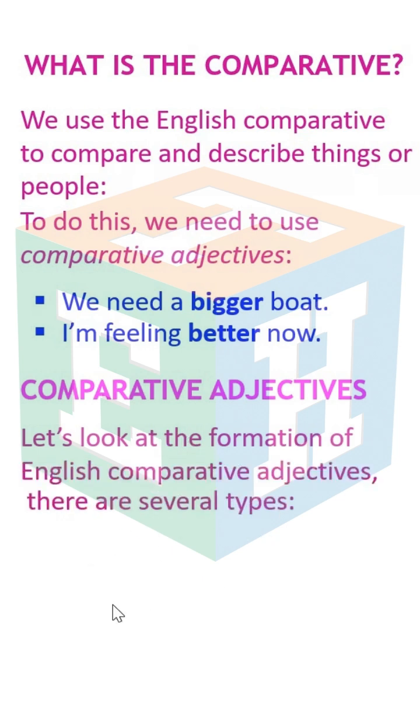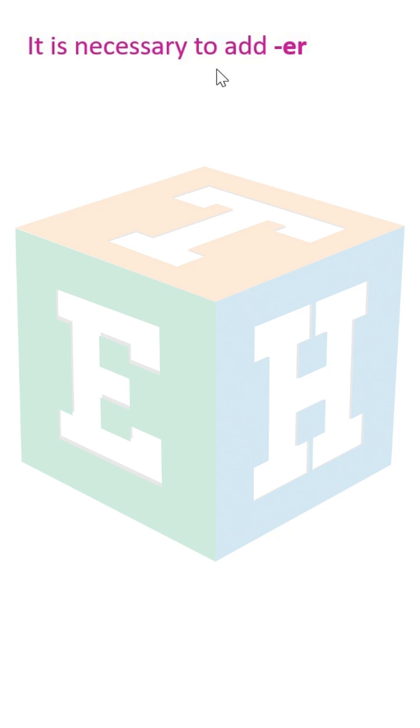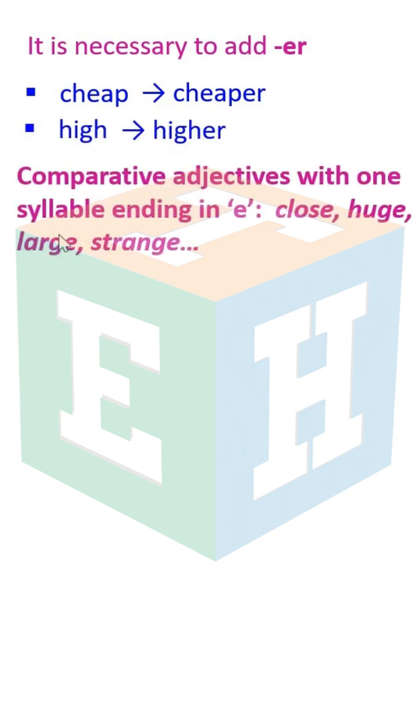There are several types. Comparative adjectives with one syllable: fast, great, quick, short, small, tall. It is necessary to add -er. Cheap, cheaper. High, higher. Comparative adjectives with one syllable ending in e: close, huge, large, strange. It is necessary to add -r.